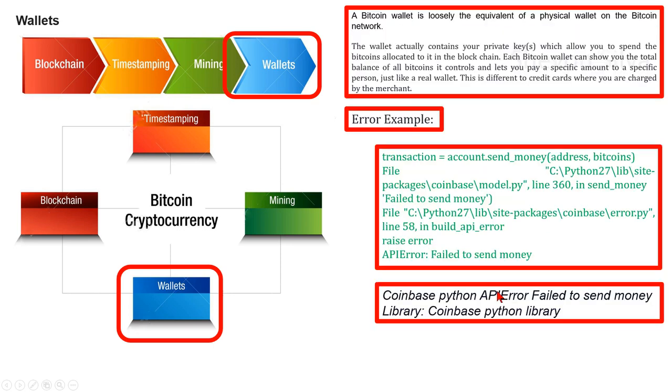As an error example, you can see an error occurred in the Coinbase Python API: error, failed to send money. It's in the Coinbase Python library. You can see this one, API error, failed to send money.